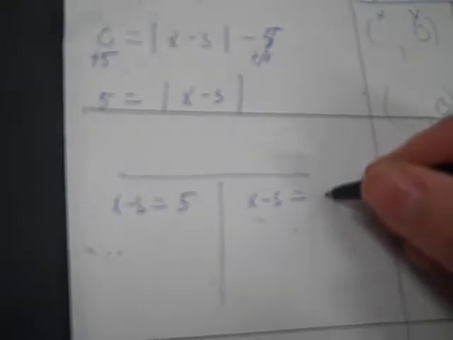Now, I know my absolute value is equal to 5, so I could be at +5 or -5, and then the rest is pretty academic. You're going to have 8 and -2. Okay, now the next one.